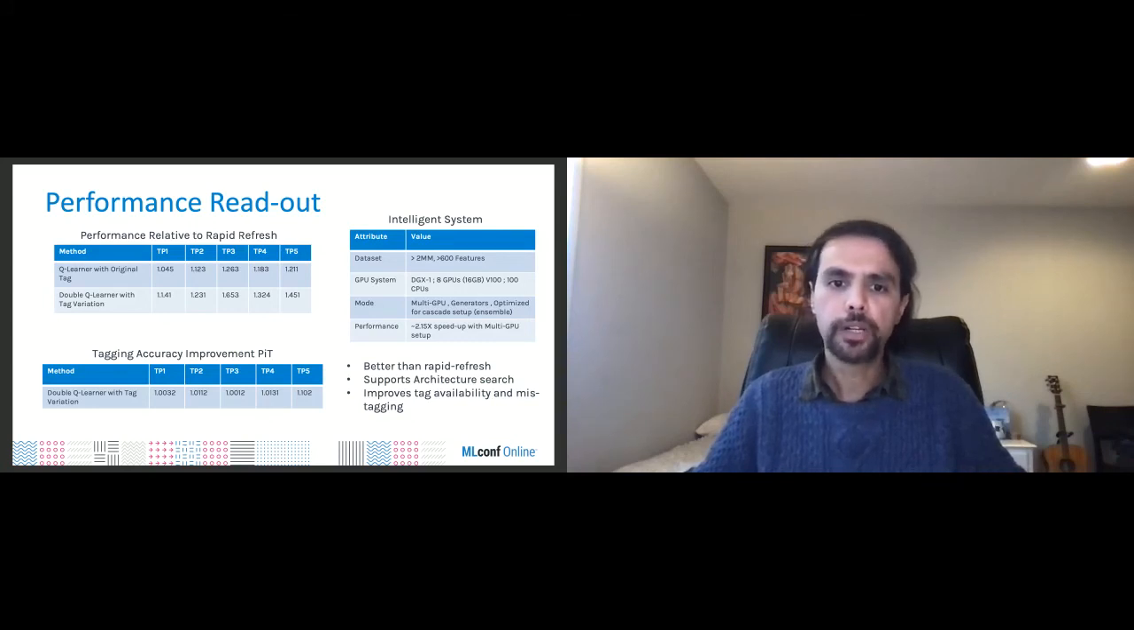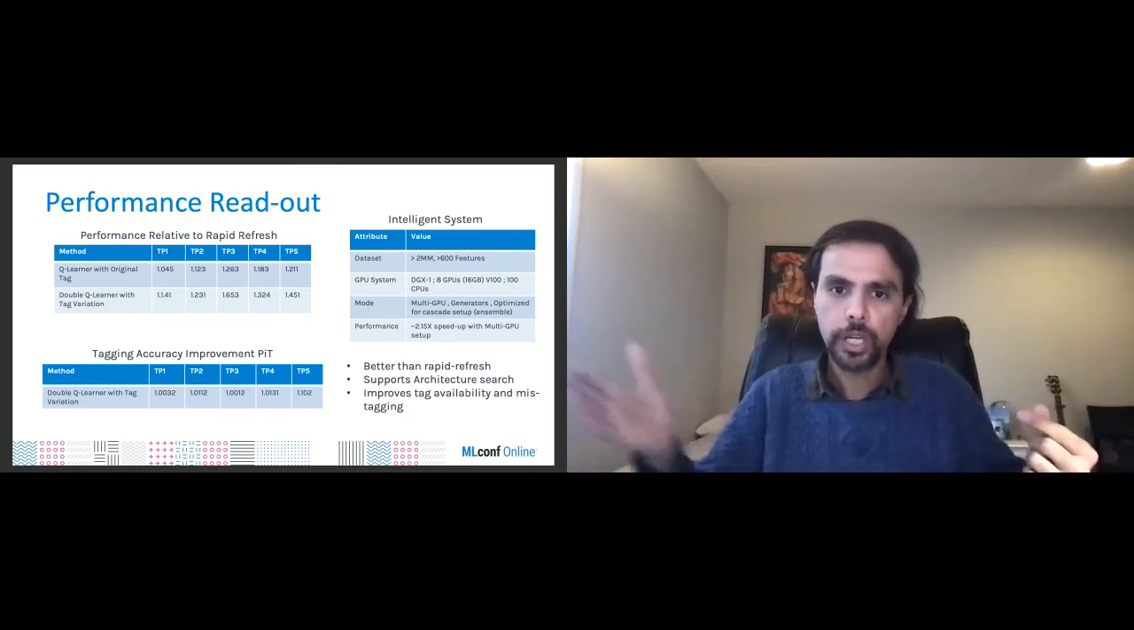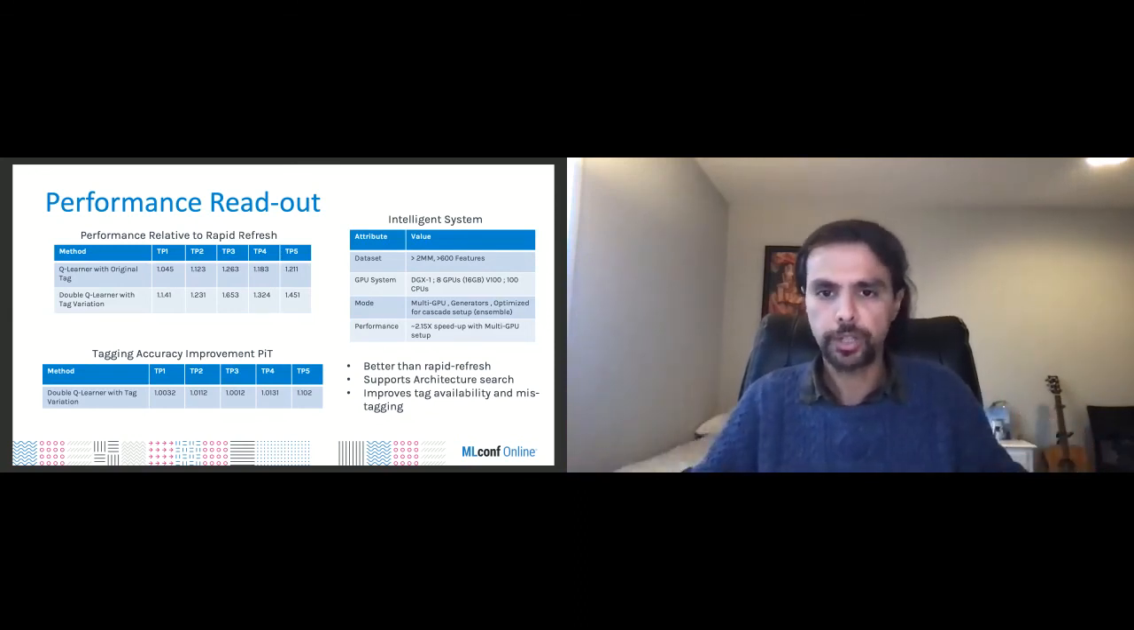Now, the double Q-learner with tag variation is where we provided a deferred source of truth. So here we did not have the original tag. We actually use RL formulation to predict the source of truth ahead of time, at the time the transaction is happening. And we'll discuss some of the details in the next slide. But bottom line is we received better performance there.